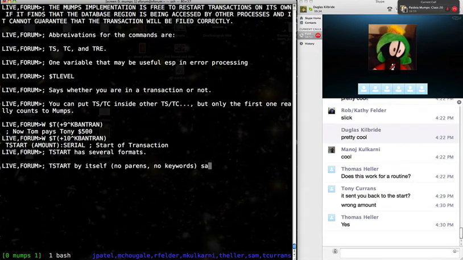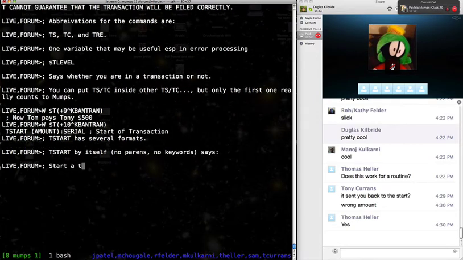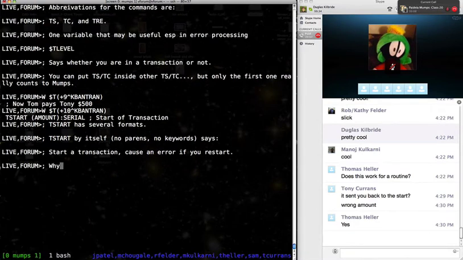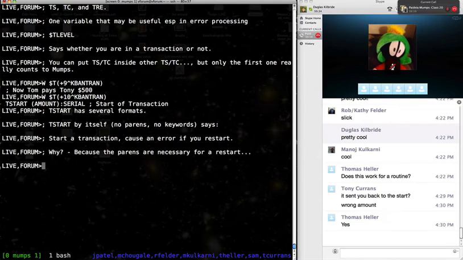Start a transaction, cause an error if you restart. All right. Now, why does it cause an error when you restart? Well, this brings us to this: because the parens are necessary for a restart. All right. So far, so good.